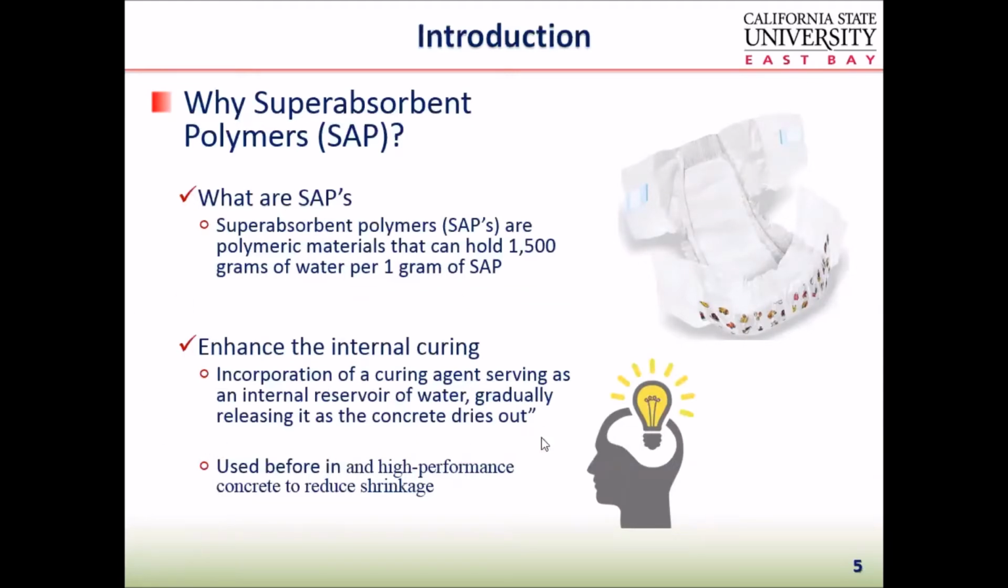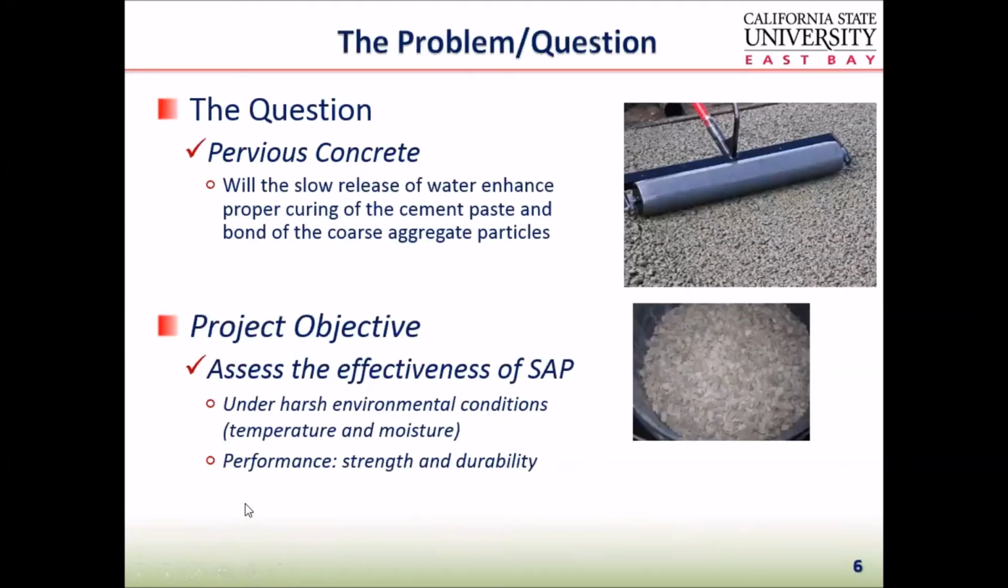Internal curing is the process of incorporating a curing agent that serves as an internal reservoir of water and gradually releases that water in the concrete, allowing that concrete to have at the end a higher performance in terms of strength, durability, and so on. This has been done before in high-performance concrete, but there is very limited research in terms of using superabsorbent polymers in pervious concrete. What is our question? Will superabsorbent polymers enhance the performance of pervious concrete?